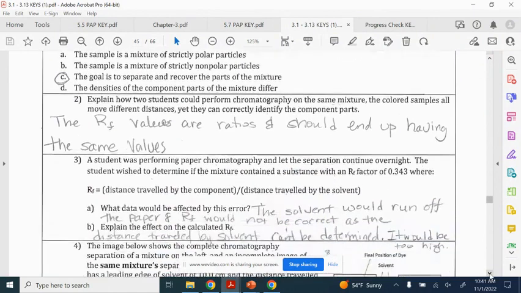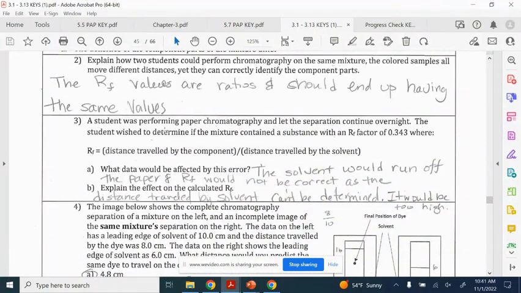Question number 3. All right. So they're performing chromatography. They're going to let it sit overnight. They want to determine if the mixture contains an RF factor of 0.343. The RF is calculated by distance traveled by the component divided by distance traveled by the solvent. What data would be affected by the error? If they left that overnight, it's going to run off the paper, and then you can't figure out what your RF value is because it ran out of paper.